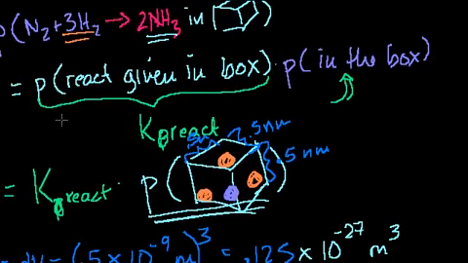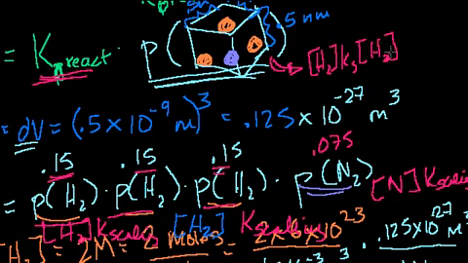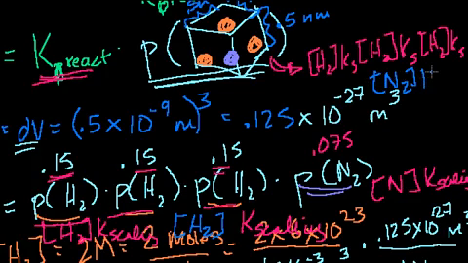So our probability that the forward reaction is going to occur in the box is going to be equal to some probability that it's going to react given that you're in the box. That's some constant value times the probability that they're in the box. And I'm making the claim that that's equal to all of these things multiplied by each other. So that's the concentration of hydrogen times some scaling factor, some other scaling factor, I'll call it K sub s, times the concentration of hydrogen times some scaling factor, times the concentration of hydrogen times some scaling factor, times the concentration of nitrogen times some scaling factor.